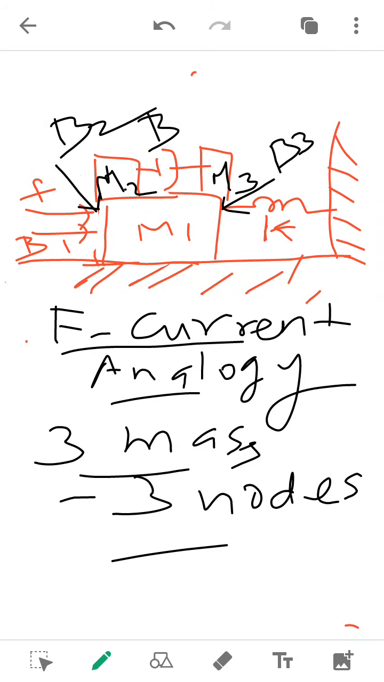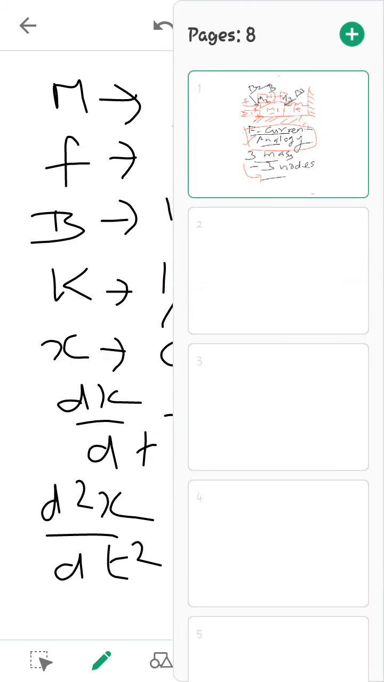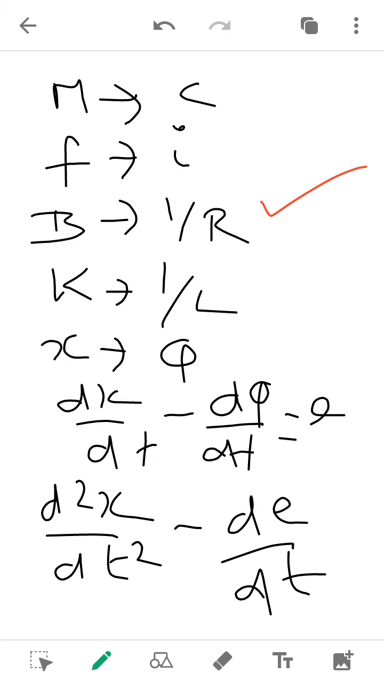Hello, we will continue the earlier problem. Now our work is to determine the force current analogous circuit. Again, the same problem we have considered, with the three mass elements M1, M2 and M3. The three mass elements will be equivalent to three nodes if it is to be a force current analogous circuit. As usual, we have to learn with what terms we will be equating the analogy.